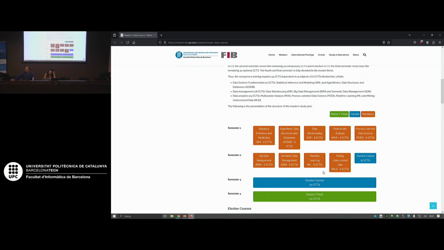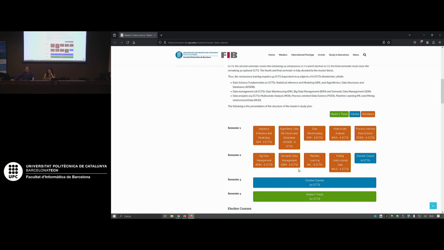In the second semester, we have 4 more mandatory courses. The first one is big data management. Here it is distributed databases, distributed systems, distributed processing, for when you need very large amounts of data, typically big data, and you need to process it and manage it.